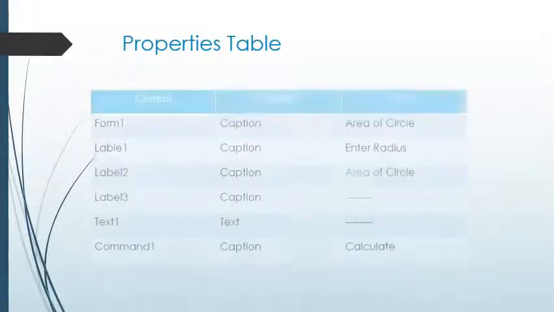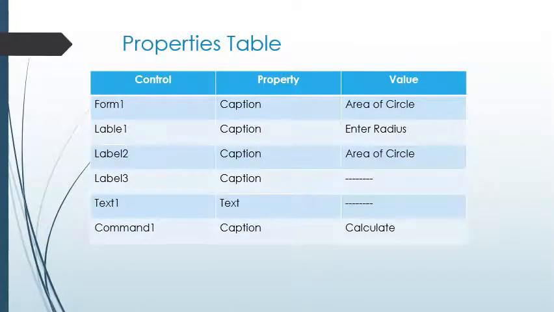After designing, the next step is the properties table. Whatever controls you have used in designing, you have to set their properties using this table. This table consists of 3 columns: the control, property, and value. Whatever controls you have used, you have to list all of them in the control column. When you change a specific property, you have to mention that property in the property column, and whatever value you are providing to that property should be placed in the value column.